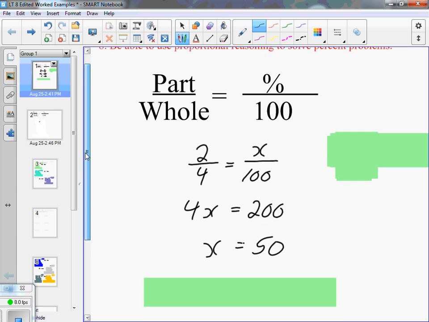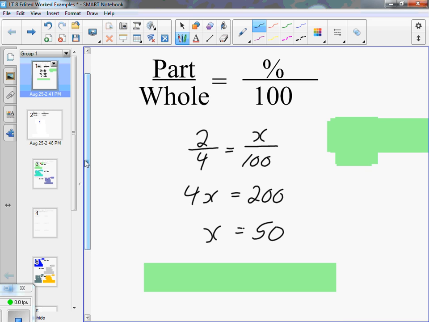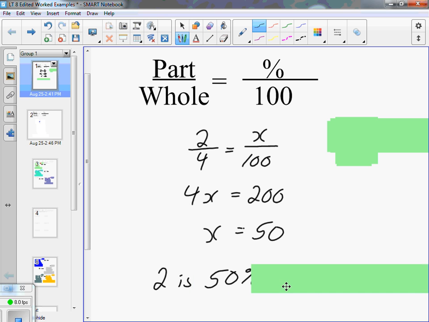Now, sometimes when you're finished with a problem like this, because the x is going to bounce around, it's not always going to be in the same place. Sometimes it's going to be where the 2 is. Sometimes it's going to be where the 4 is. What have you found when you're done? I'm not going to make you write a sentence for every answer, but what we found is that 2, the numerator, the part, is 50% of 4, the whole.